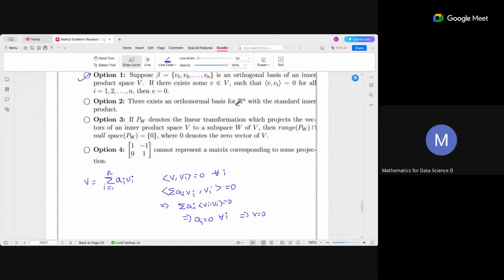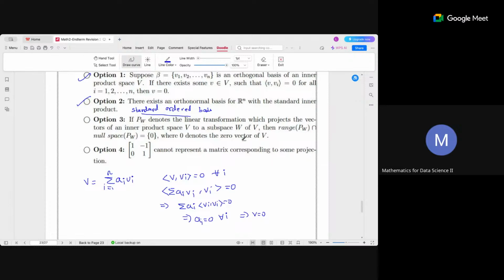There exists an orthonormal basis for R^n with the standard inner product. Of course, what is that orthonormal basis? Can you tell? Standard ordered basis. The standard ordered basis is an example of an orthonormal basis for R^n. Okay. So this option is correct.